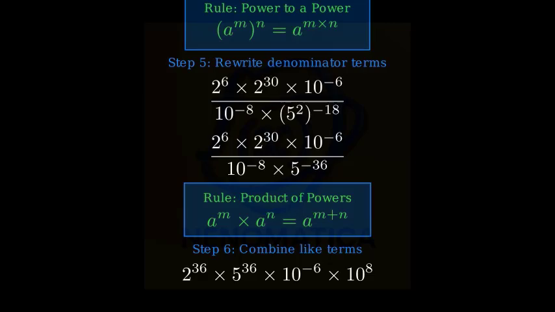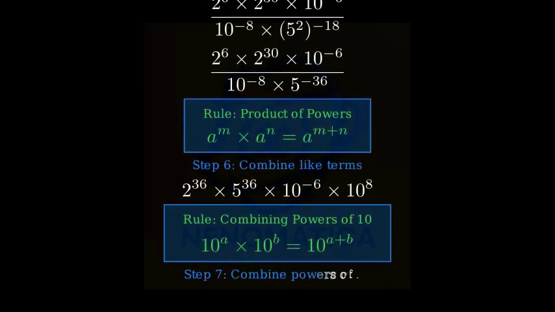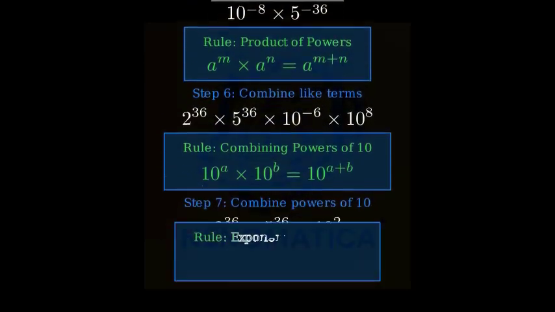For the denominator, remember that a negative exponent in the denominator becomes a positive exponent in the numerator. So our expression simplifies to 2 to the 36 power times 5 to the 36 power times 10 to the negative 6 power times 10 to the 8th power. Let's combine the powers of 10. 10 to the negative 6 power times 10 to the 8th power equals 10 squared, which is 100.